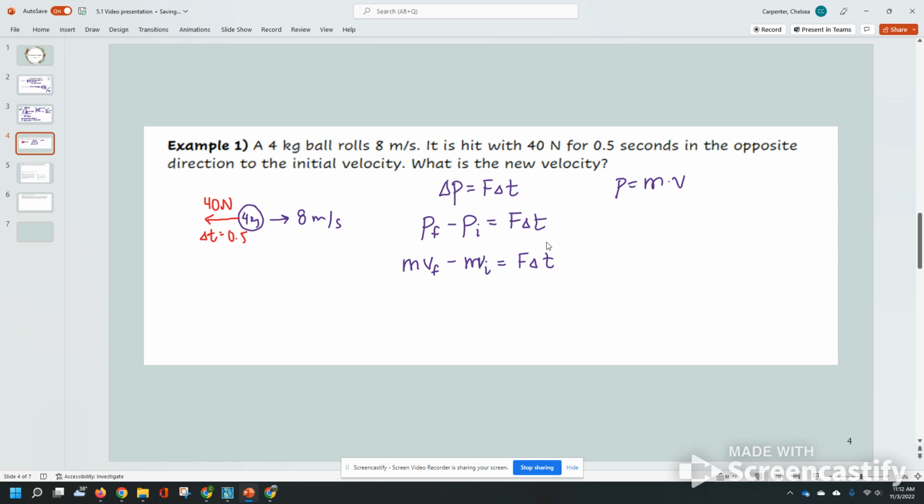Awesome, so let's rearrange that to solve for what we need. We're trying to find the final velocity, so let's add that m v initial to the other side. I know the mass is 4 times my final velocity equals 40 in the opposite direction, so make sure that's a negative 40. Negative 40 times 0.5 seconds plus 4 kilograms times 8 meters per second. Add those together, divide by 4. Our final velocity is 3 meters per second.